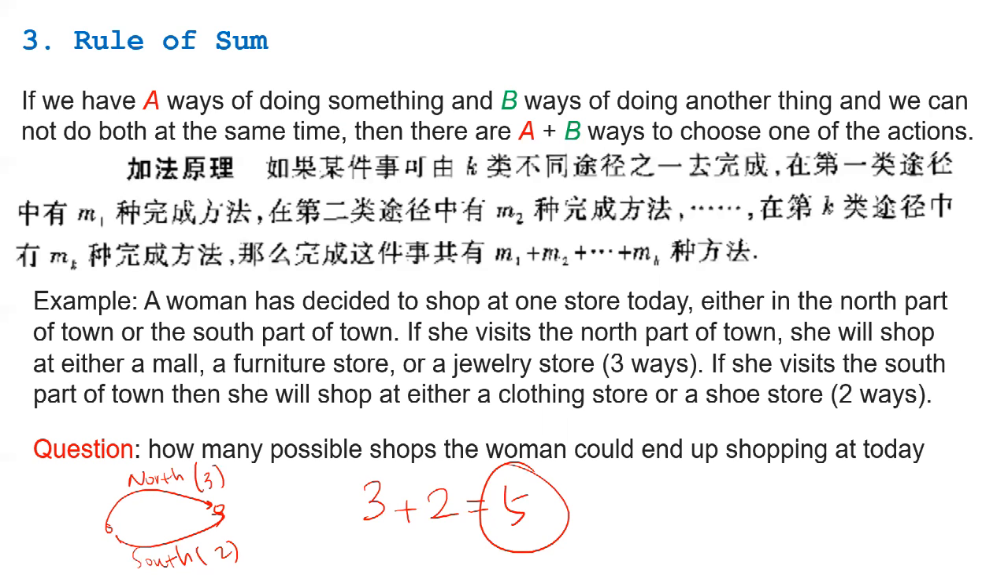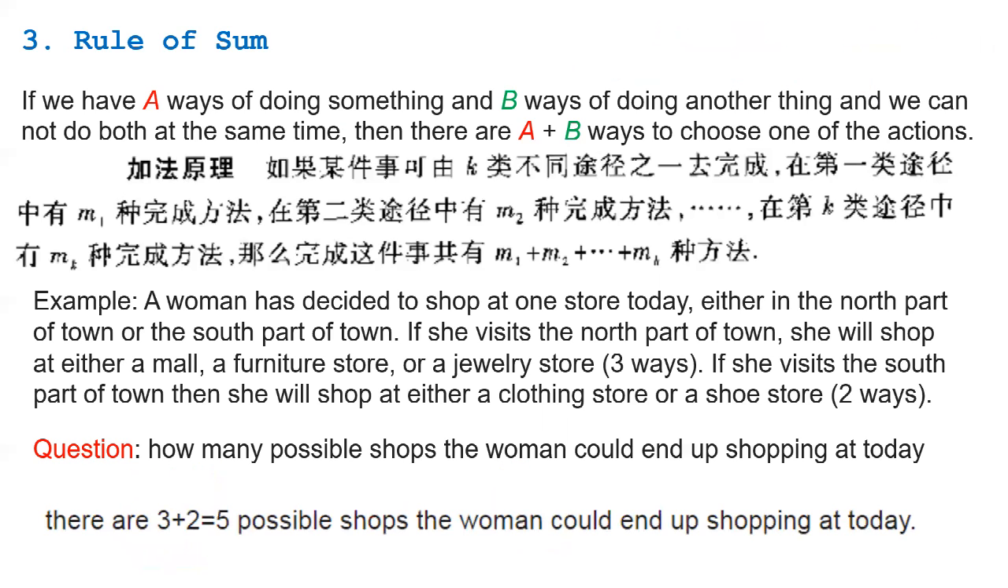Okay, so now can you see the difference? One to use rule of product and one to use rule of thumb. So let's make a summary. If to complete a task, there are k steps, you need to consider use the rule of product, right? If to complete a task, there are k different routes, then you need to consider use the rule of thumb. Okay.